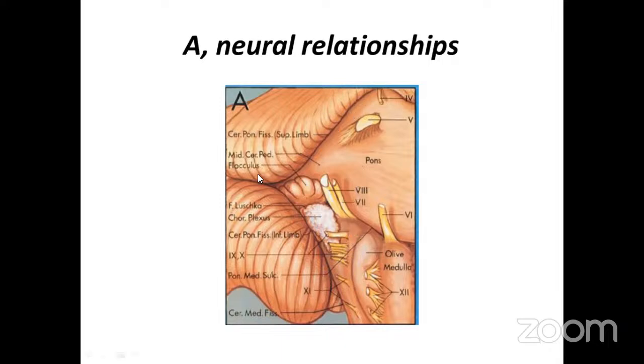And these two limbs that I have described define the limit of the CP angle. So we have two limbs, a superior limb and an inferior limb. The area between these two limbs that is covered by the petrosal surface of the cerebellum is known as the CP angle. And here is the anterolateral relationship of this area.